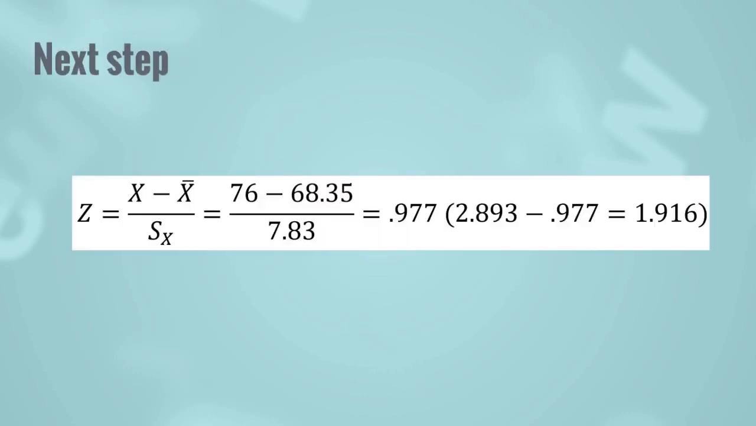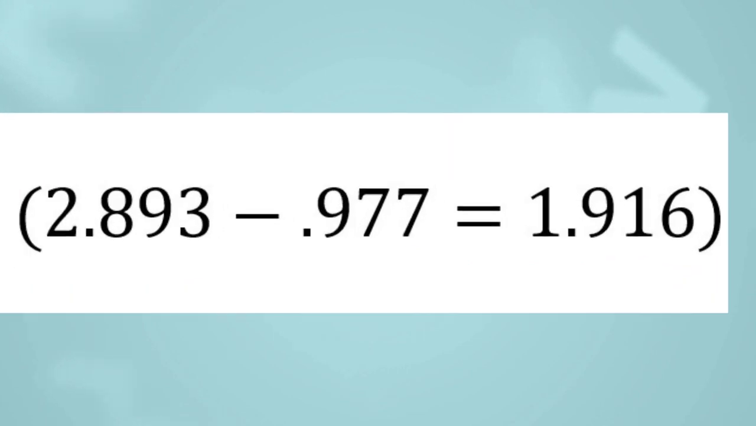A friend of yours in the same class made 76 on the exam. His z-score is his score of 76 minus the test mean of 68.35 divided by the test standard deviation of 7.83, which gives a z-score of 0.977. Your friend then is 0.977 standard deviations above the mean and exactly 1.916 standard deviations below you. When you can locate somebody in a distribution to 3 decimal points, that is pretty precise, is it not?